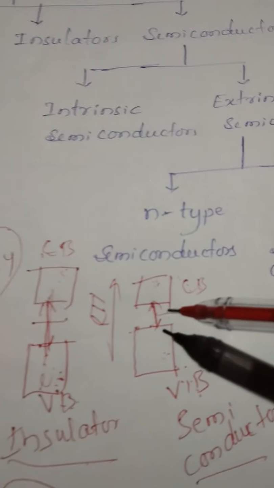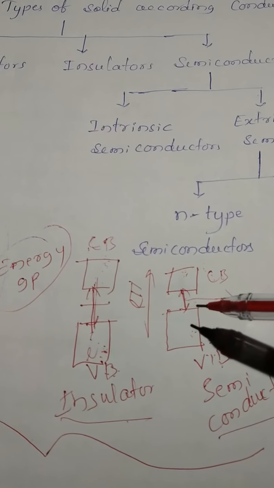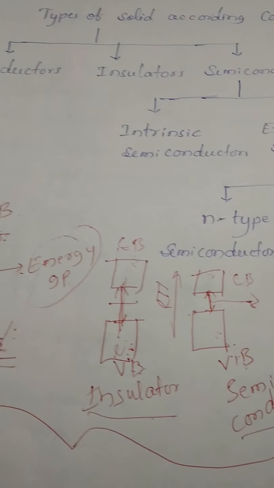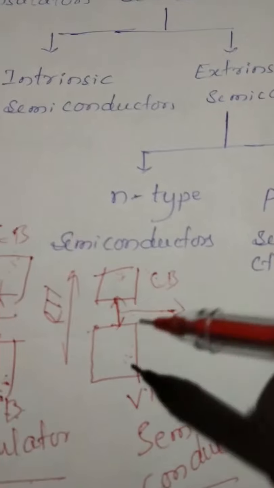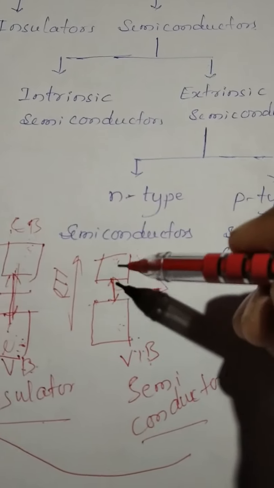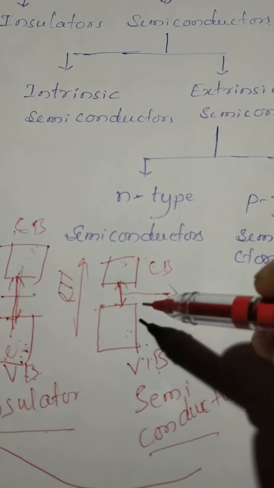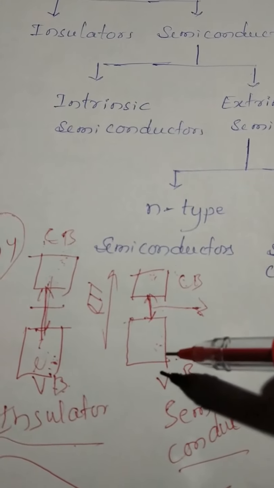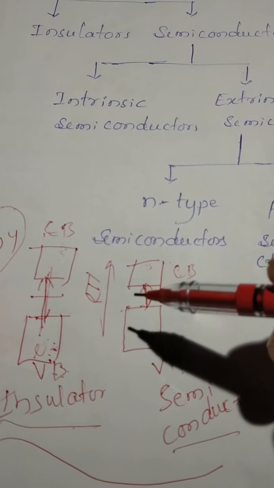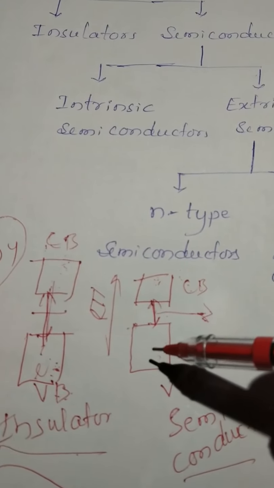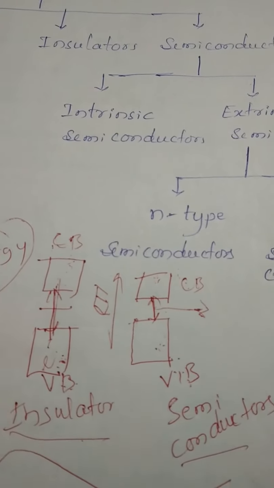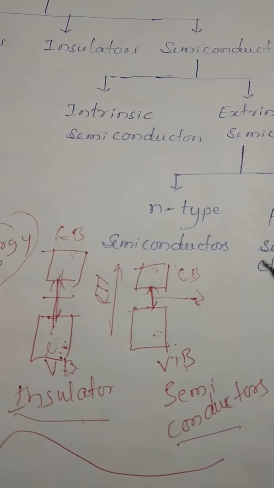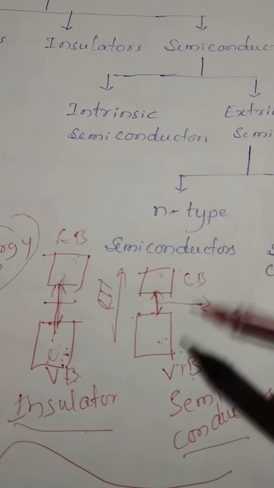Here the energy gap lies between that of insulators and metals, or here the energy gap is small. If you give temperature to this semiconductor, then only electrons can jump from the lower valence band to the higher conduction band, and then it conducts electricity. But at room temperature, it acts as an insulator.